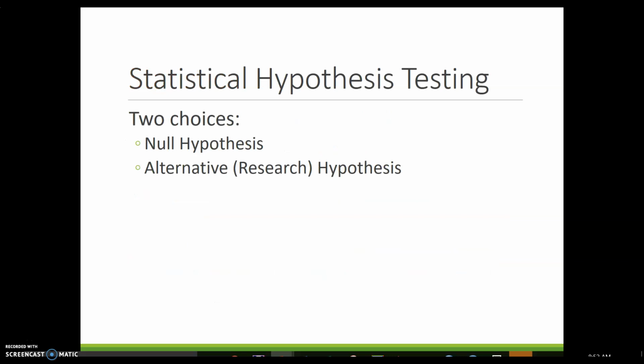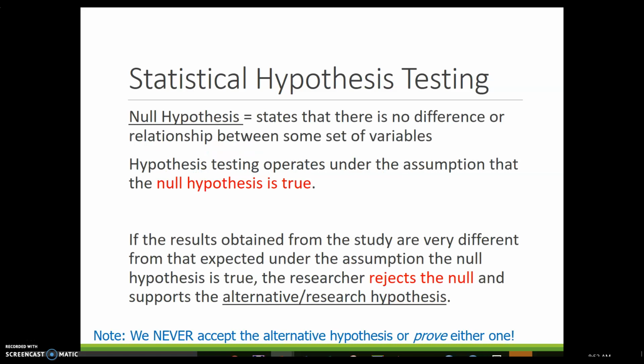When we're talking about hypothesis testing, we have 2 choices, the null and the alternative. The null hypothesis says null, nada, nothing. Nothing is different. Everything is the same. There's no relationship. There's no association. There's no difference. Everything is the same.